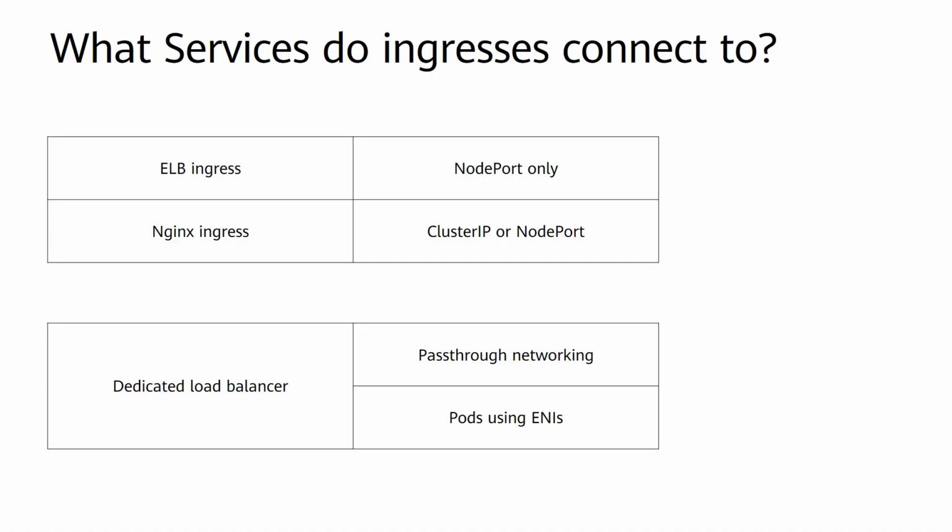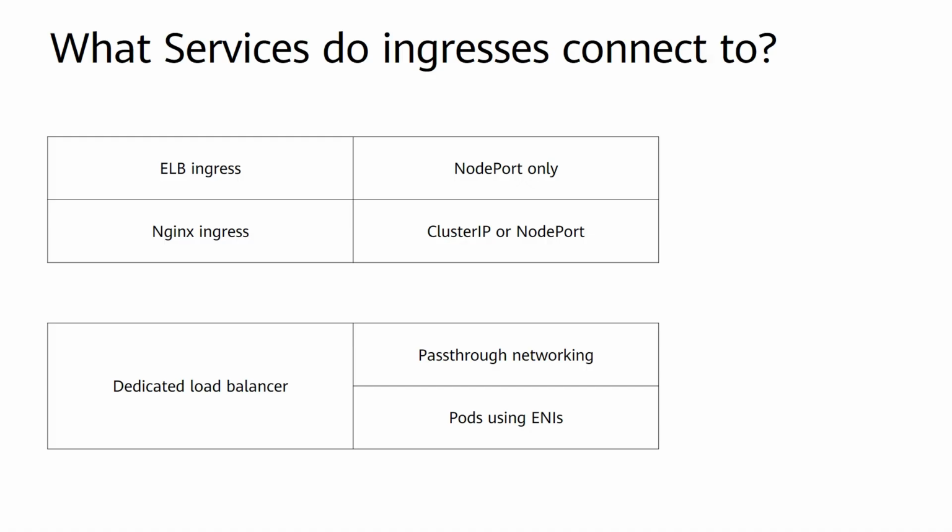The last point is the services that ingresses connect to. Different ingresses have different requirements on backing services. The ELB ingress supports only node port services. The Nginx ingress supports cluster IP and node port services. Different ingresses also use different load balancers.